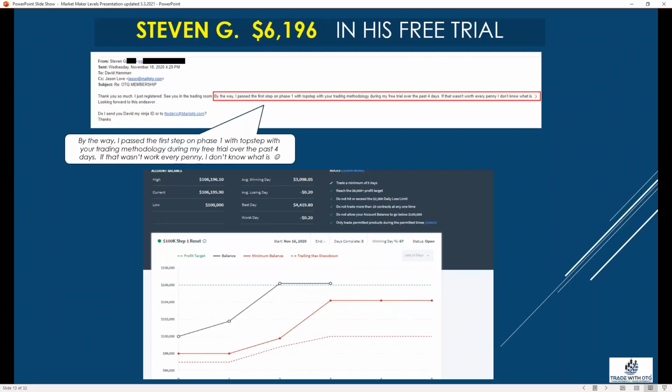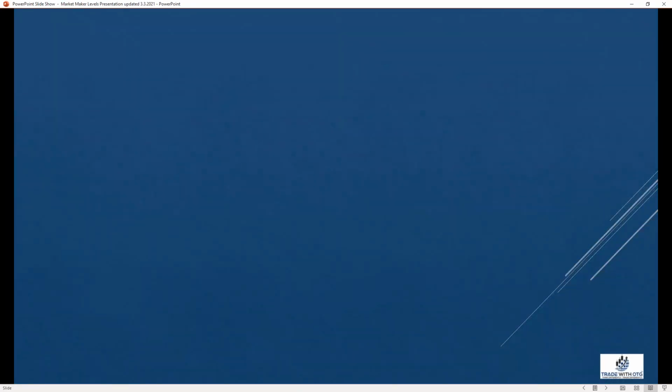And so here is the evidence of his trading combine that he went through, passing step 1 while he didn't even really understand the system or the methodology. He was there on a free trial and was just kind of shadowing along with us and passed his Top Step Trader Step 1 trading combine during his free trial with us.